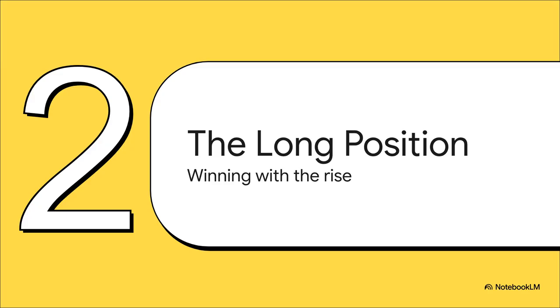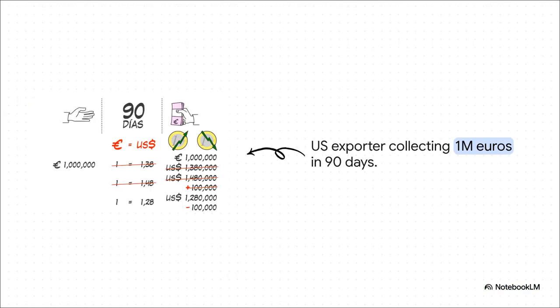Moving on to Section 2, understanding the long position, or winning with the rise. Let's take this concept and ground it in reality, looking at what it actually means to win when a price goes up. Imagine a US-based exporting company. They've just closed a massive deal in Europe, and they're scheduled to be paid 1 million euros. But, as you can see in our timeline, they aren't getting paid today. They're getting paid in 90 days.